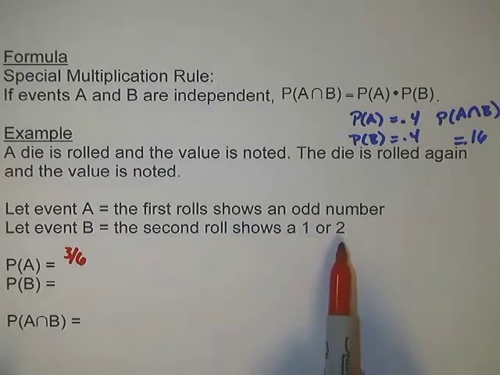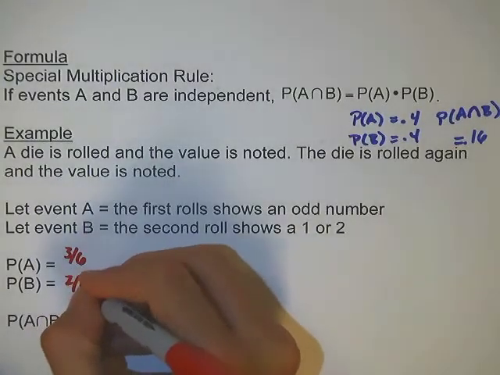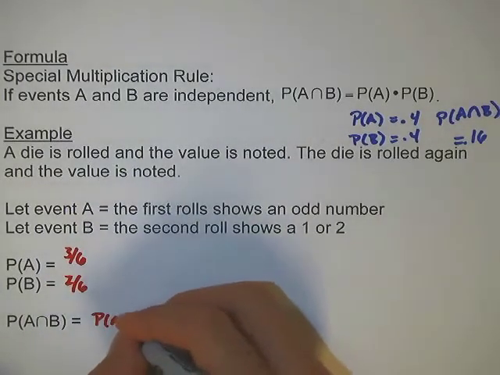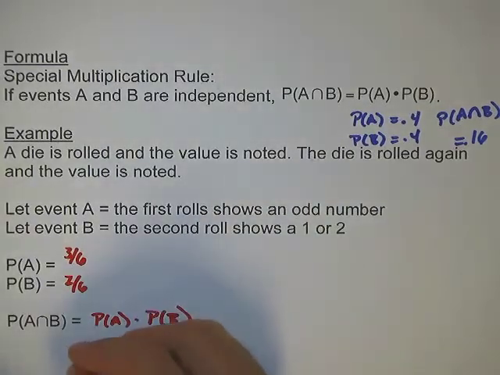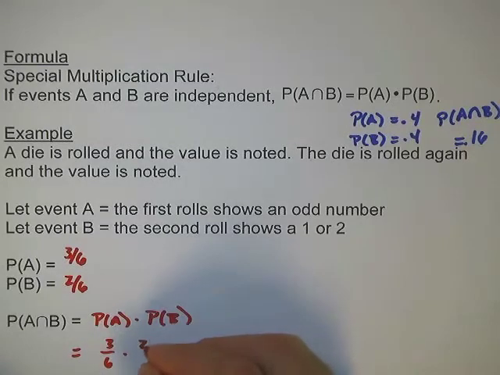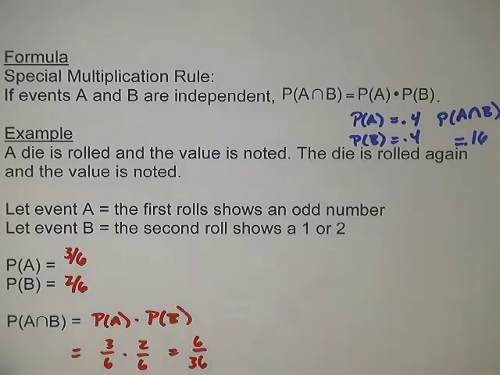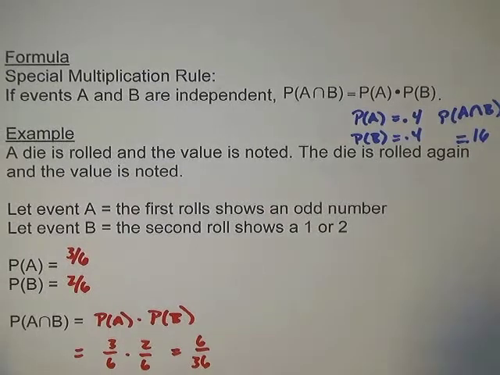B shows a 1 or a 2. So again, there's 6 possibilities. A 1 or a 2 counts for 2 of them. So this would be 2 out of 6. So the probability of A and B, since A and B are independent, would be the probability of A times the probability of B, which is 3 sixths times 2 sixths. 3 times 2 is 6. 6 times 6 is 36. So there would be a 6 out of 36 probability.